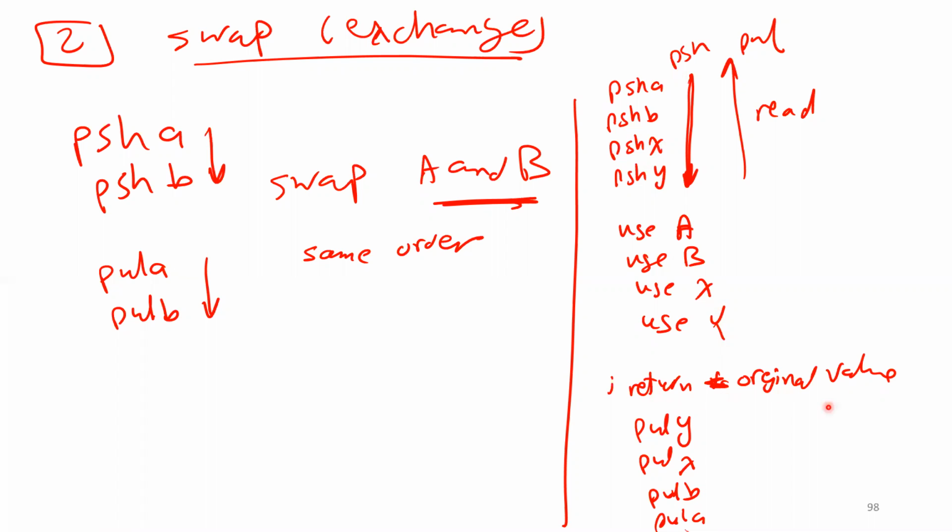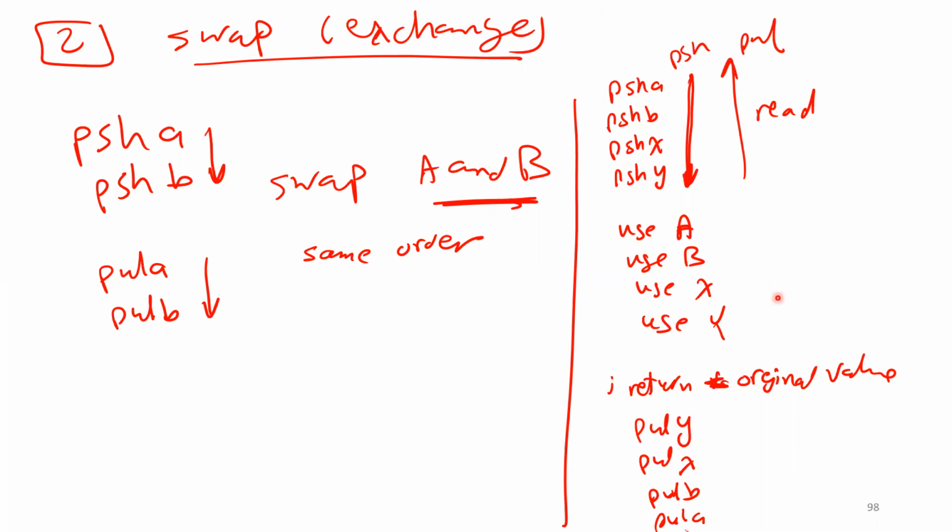When you want to return the original values back, here I store the original values, and then I change all the registers. Now I want to get the original values back. All you have to do is pull, but it has to be in the opposite order, right? The last one has to be the first one. So here I have to say pull Y, pull X, pull B, pull A. If you do that, the same values you push here are going to be the same values you get here. You got what I'm saying?